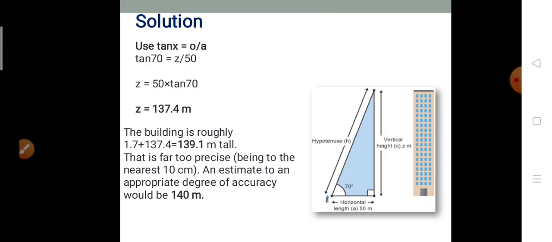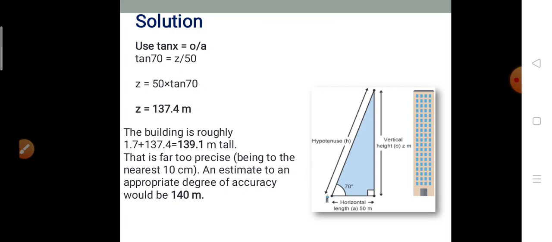So h is our subject and this is the result: h is equal to 50 times tan 70. If we input it in the calculator, or if you have a scientific calculator, the answer is 137.4 meters. So assume that the man's eye level is approximately 1.7 meters above the ground. So the building is roughly 1.7 plus 137.4, which is equal to 139.1 meters tall.